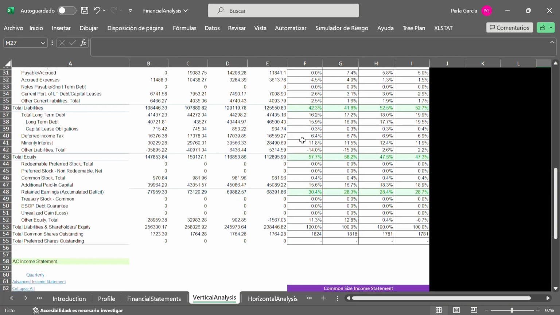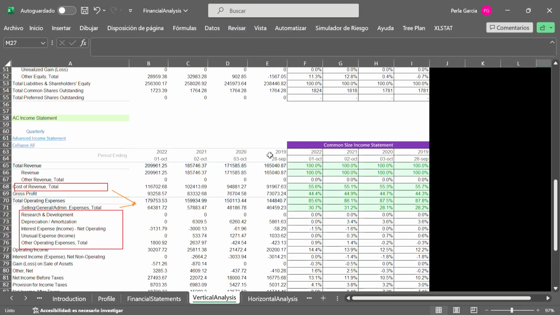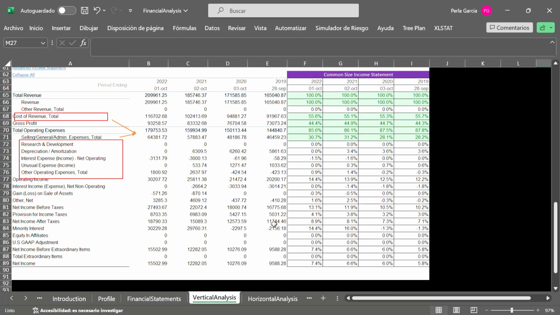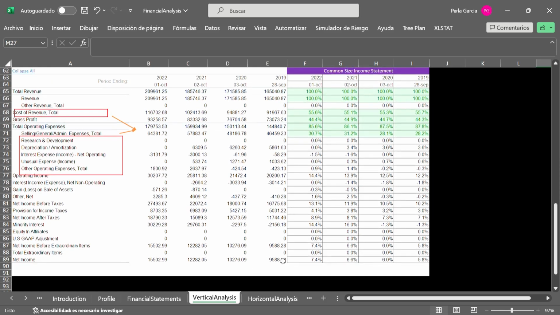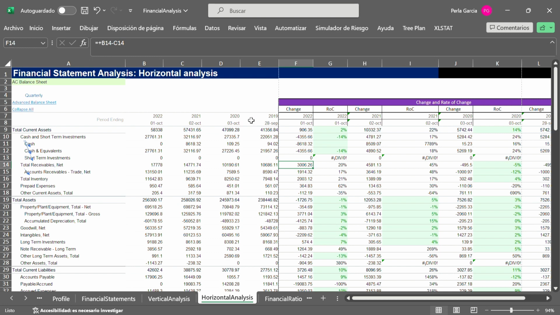All of these results of the common size statements allow us to obtain the ratios to understand the financial performance of Arca Continental. Then in the horizontal analysis, we can show the rate of change in each part, as in the vertical analysis, in the financial statements of the balance sheet and income statement. Here we can see the change between each year.